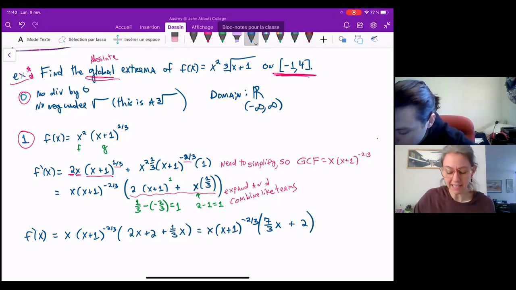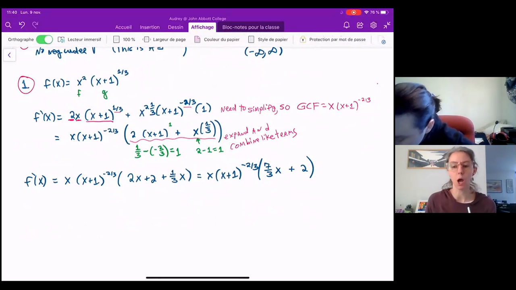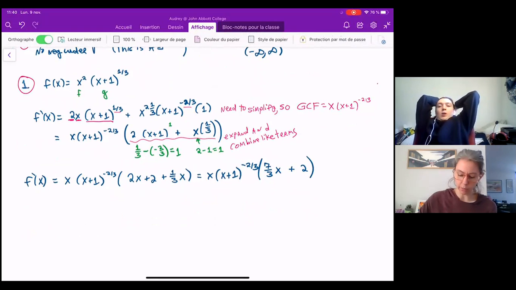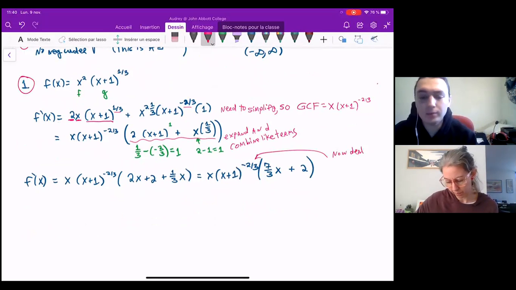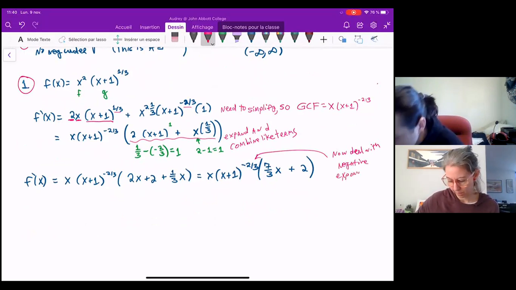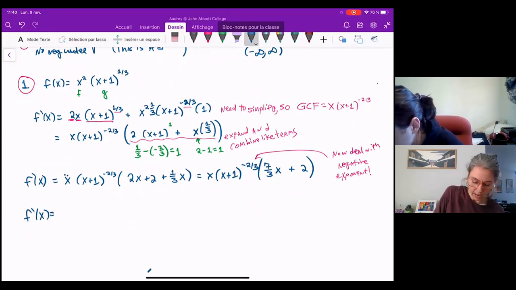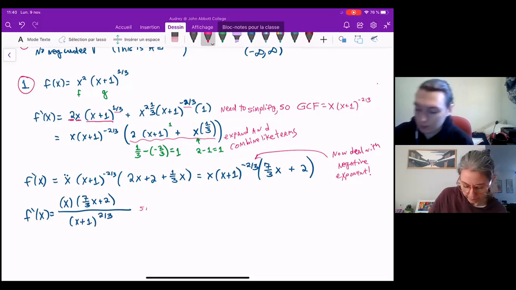Okay, so is this my simplified form, or do I still have something left I need to do? Based on, for example, something we talked about earlier today: negative exponents. We want to make sure that we don't have any negative exponents. So now we deal with the negative exponent. Okay, so my final simplified f prime is x times 7/3 x plus 2 over x plus 1 to the 2/3. And this is my simplified f prime.